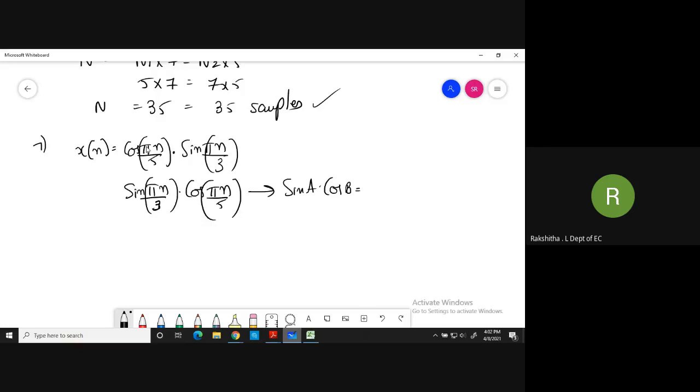1 by 2 sin A plus B by 2 plus sin A minus B by 2. Half sin A plus B plus sin A minus B.